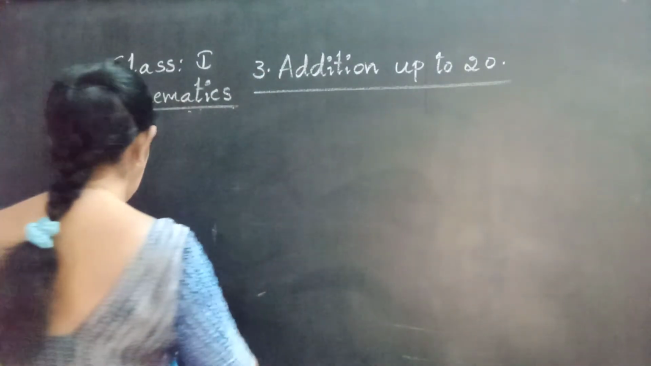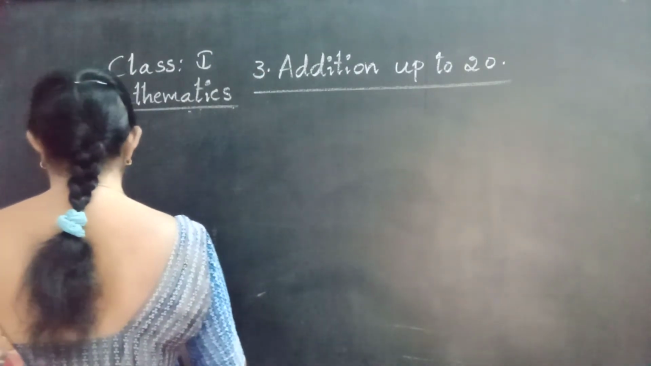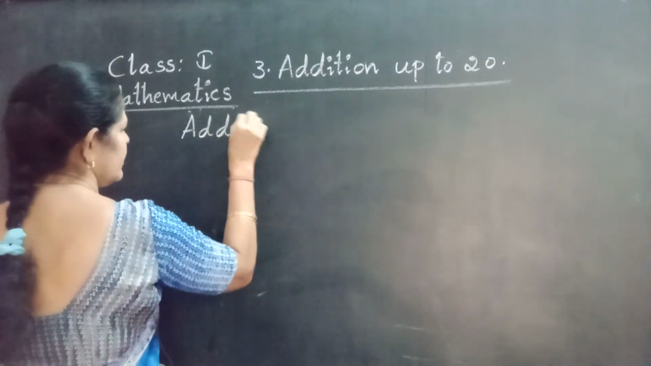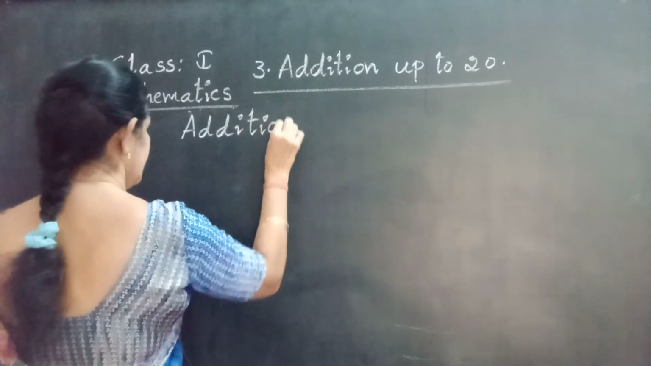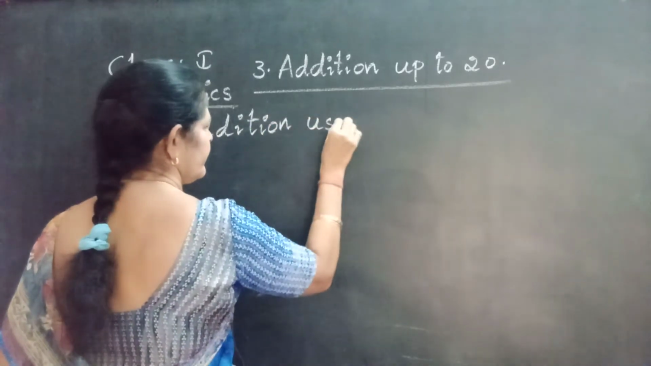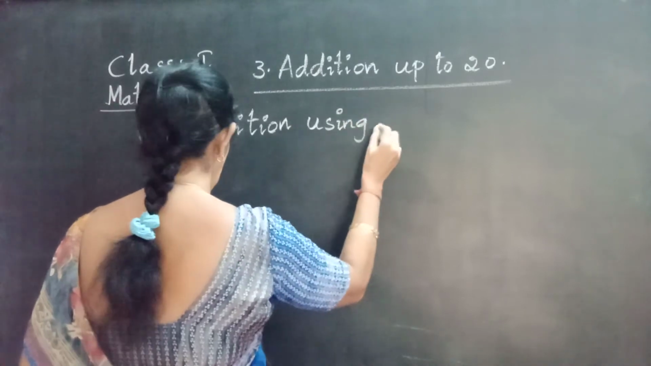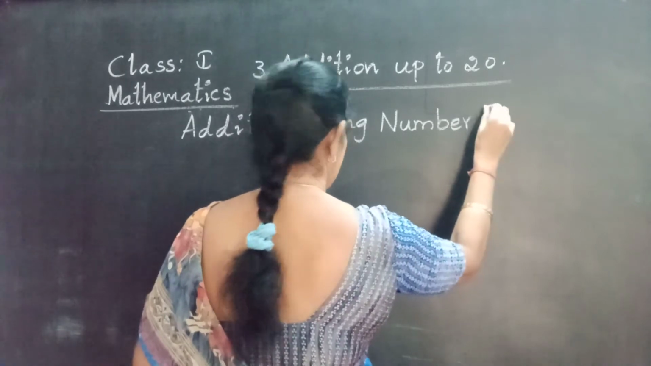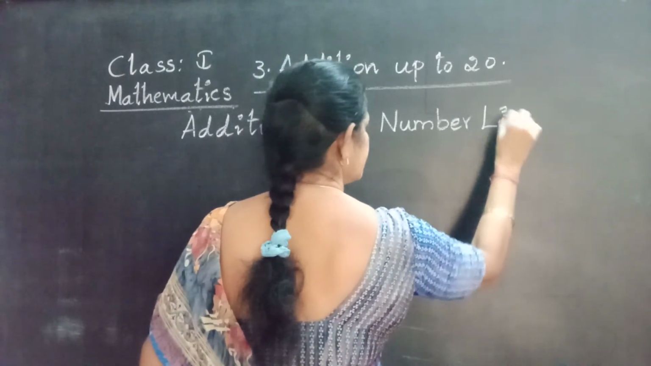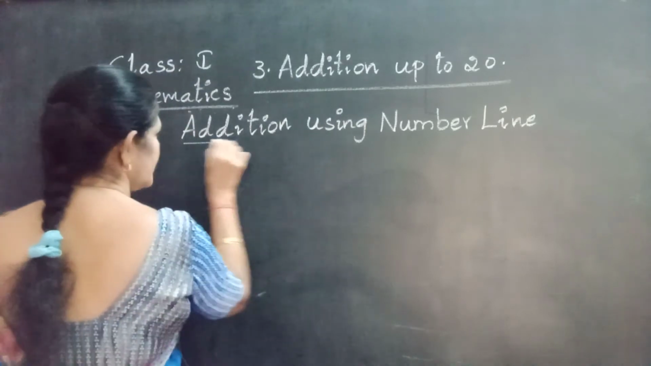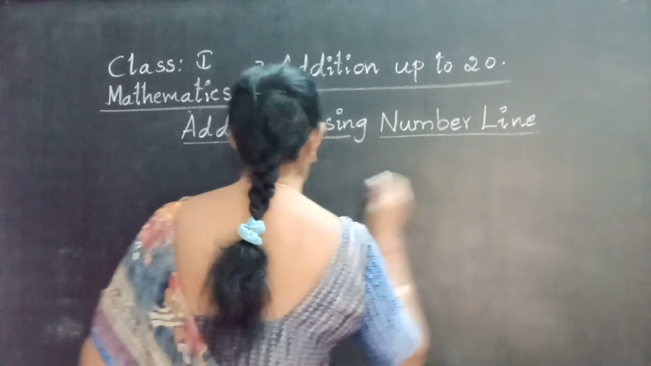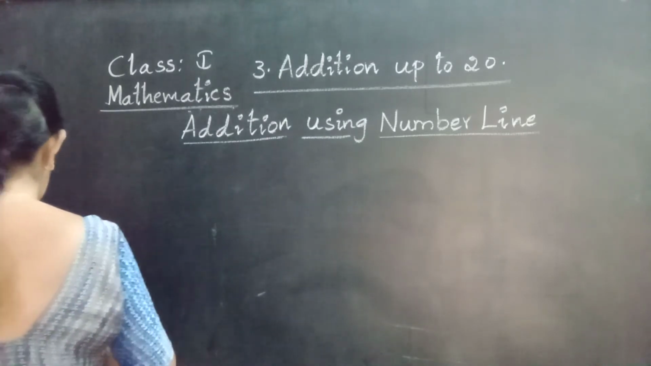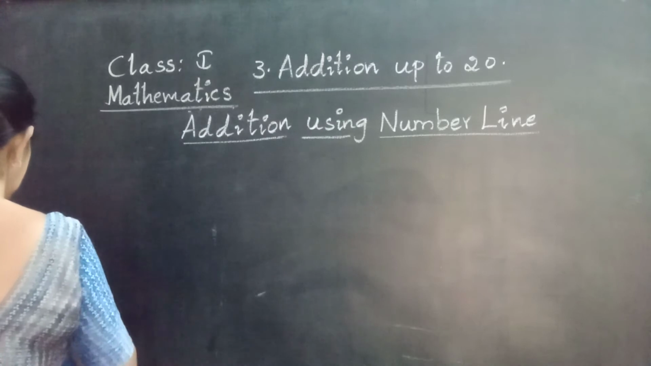Next one, addition using number line. Already we learned how to draw a number line in the first chapter. Yes or no? Yes. What is the number line?